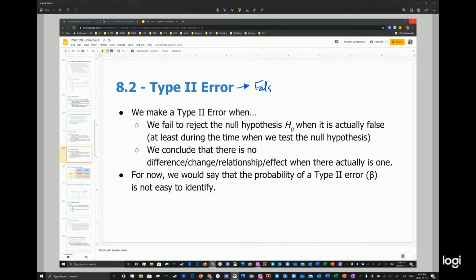So another term for this would be a false negative. Again, negative would be like negative effect, negative difference. We don't think there is, but that's actually not true.